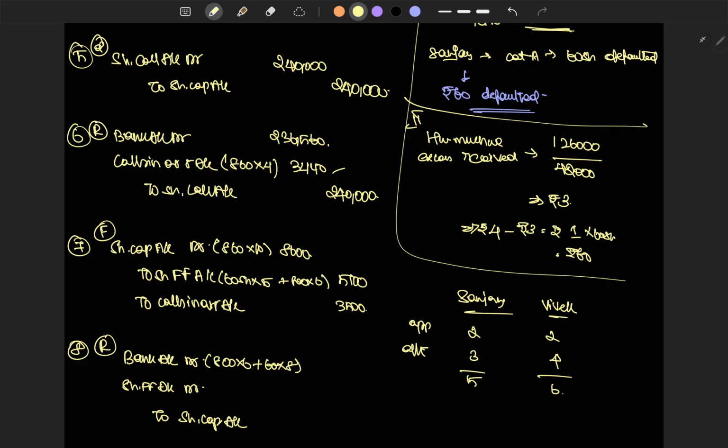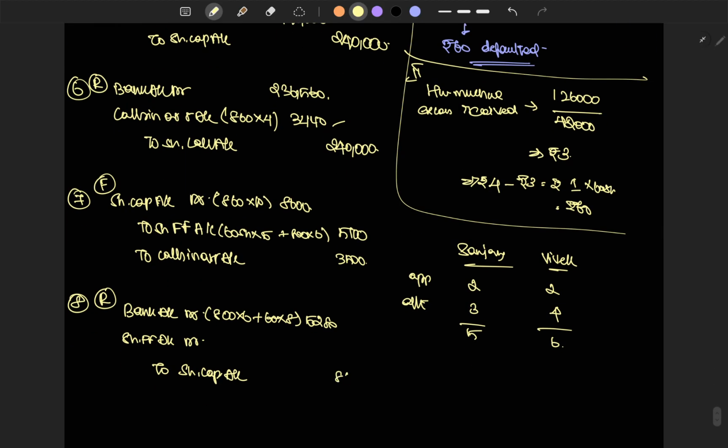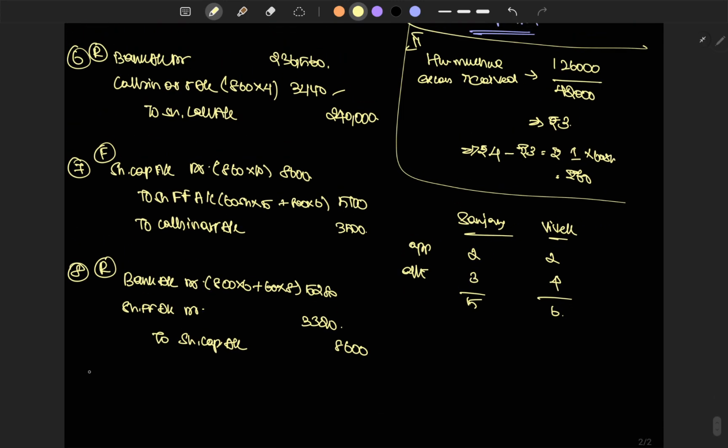800 into 6, 60 into 8, 5,280 is the amount received by share reissue. So what's the share value, which is 8,600? So how much amount has been set off by share forfeiture account, which is 8,600 minus 5,280, which is 3,320. And so, last entry, capital reserve.